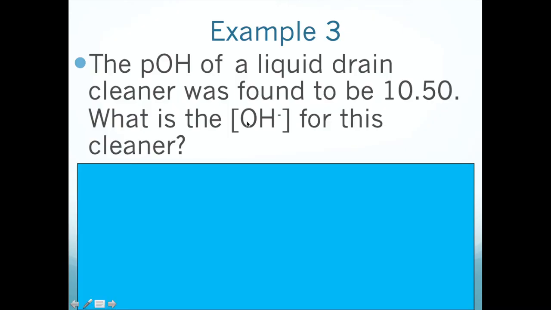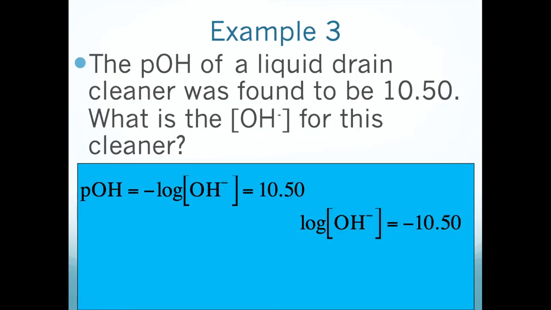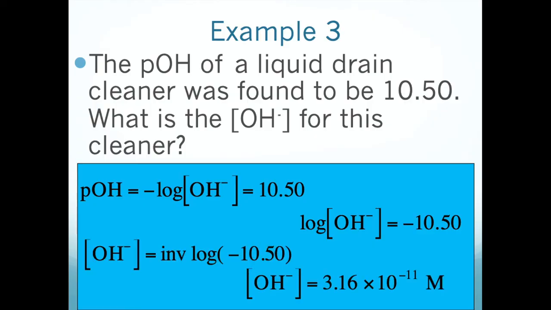So ask yourself, how are pOH and OH minus related to each other? It's going to be very similar to the previous problem, so hopefully you figured that out. You take 10 to the power of, I've written this here as an inverse log, but it's really just 10 to the power of negative pOH. And you should get that concentration accordingly. You should get 3.16 times 10 to the negative 11 molar.